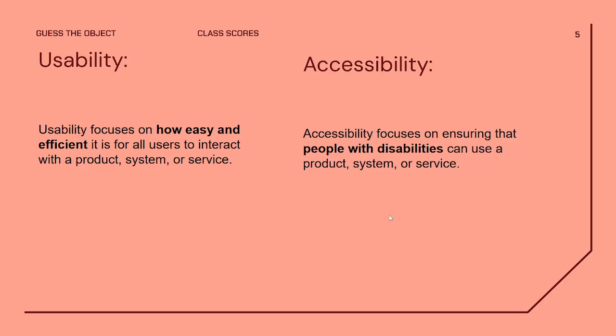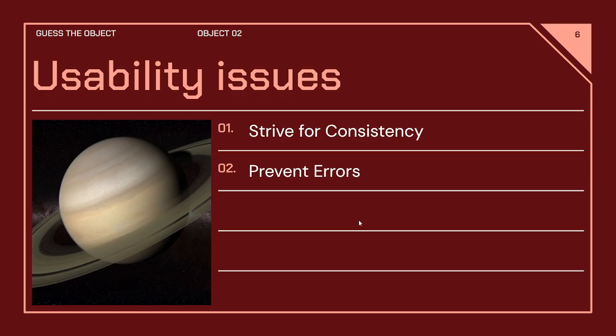And we will evaluate the website from two aspects. The first one is usability, and what we mean by that is how easy and efficient it is for all the users to interact with the product, system or service. Another aspect is accessibility, and what we mean by that is to what extent people with disabilities can also use our product and system.